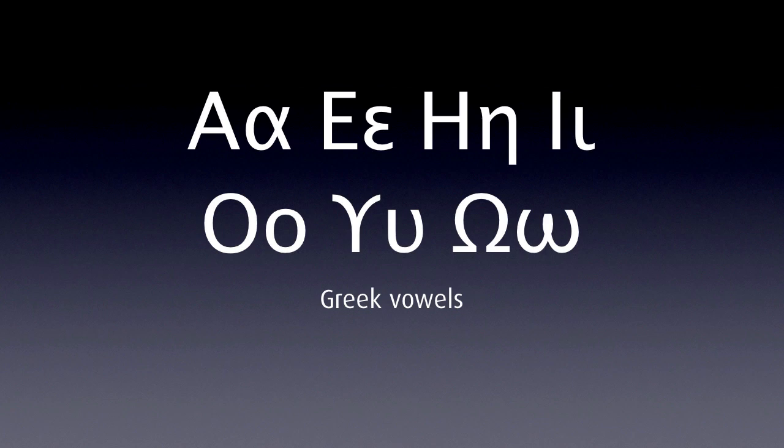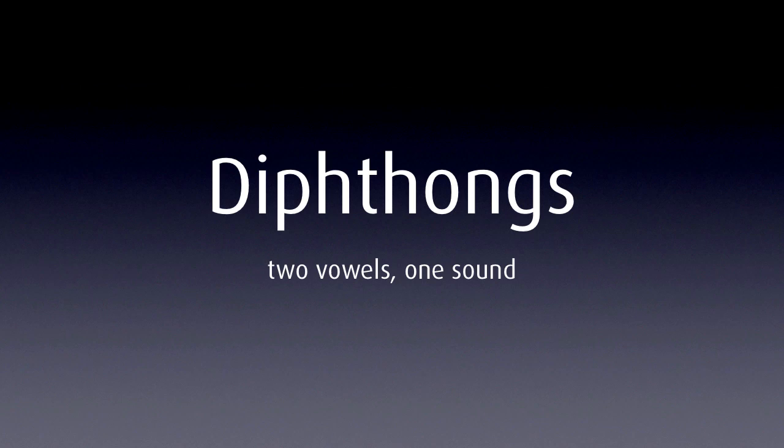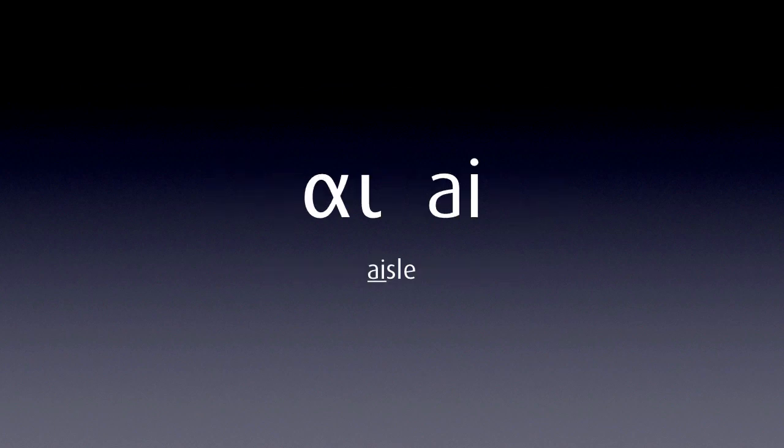And here are the Greek vowels: alpha, epsilon, eta, iota, omicron, upsilon, and omega. Next, I want to introduce you to diphthongs. These are two vowels which put together make one sound. The first is alpha iota. They make an I sound, as in the word aisle.